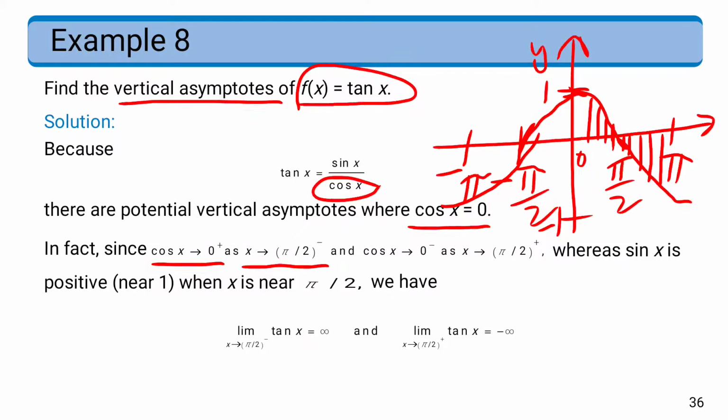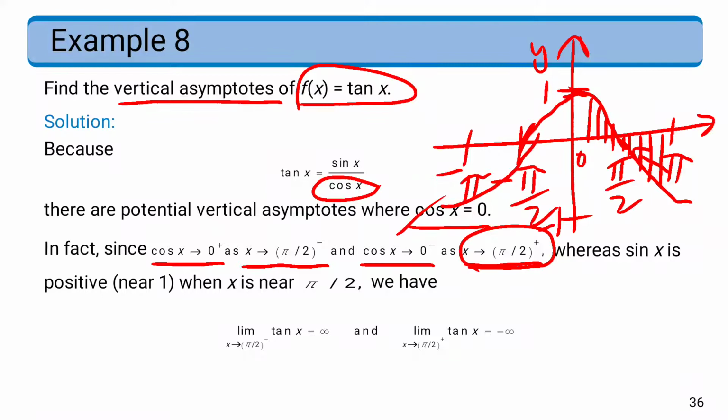So as x approaches 0 from the right, the function cosine approaches 0 from the left. That's what we are seeing, because it gets towards 0 but with negative values. That's one thing. And look at the sine.